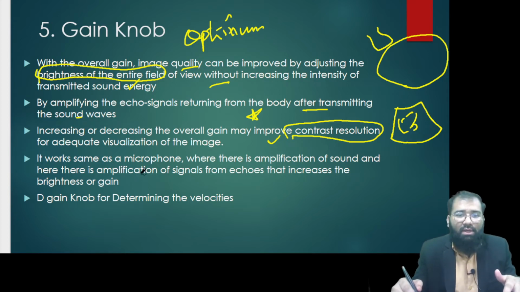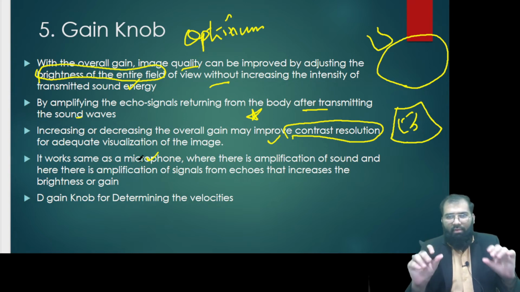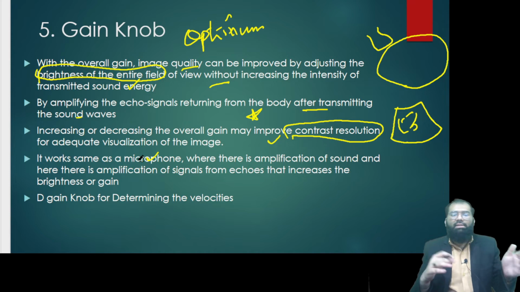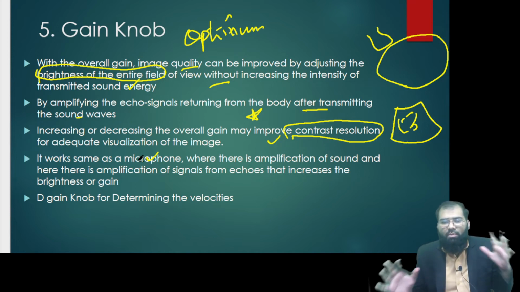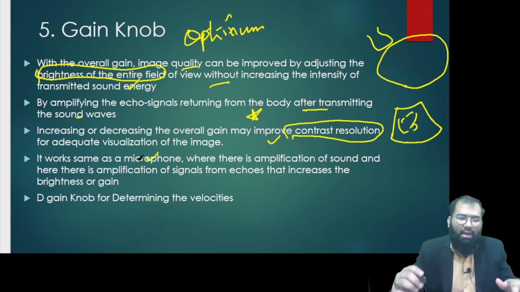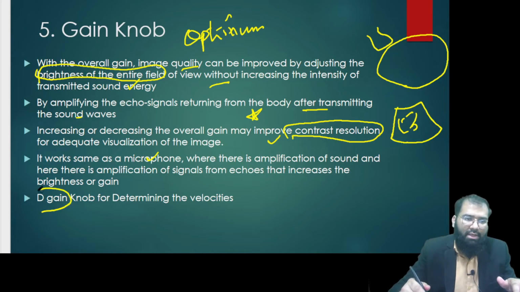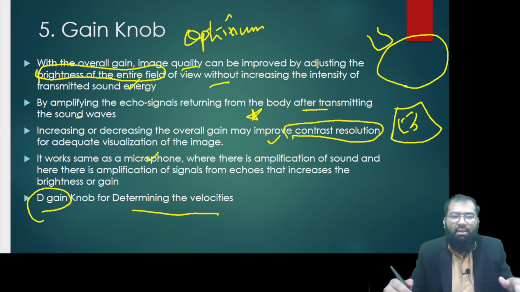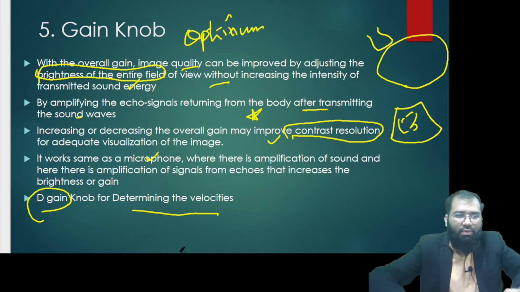So it works the same as a microphone, how you adjust the sound. There is amplification of sound and signals. Just like this, it works with brightness. Now there is a Doppler gain or D gain knob which helps for determining the velocities. So I'll show you examples of both of these.